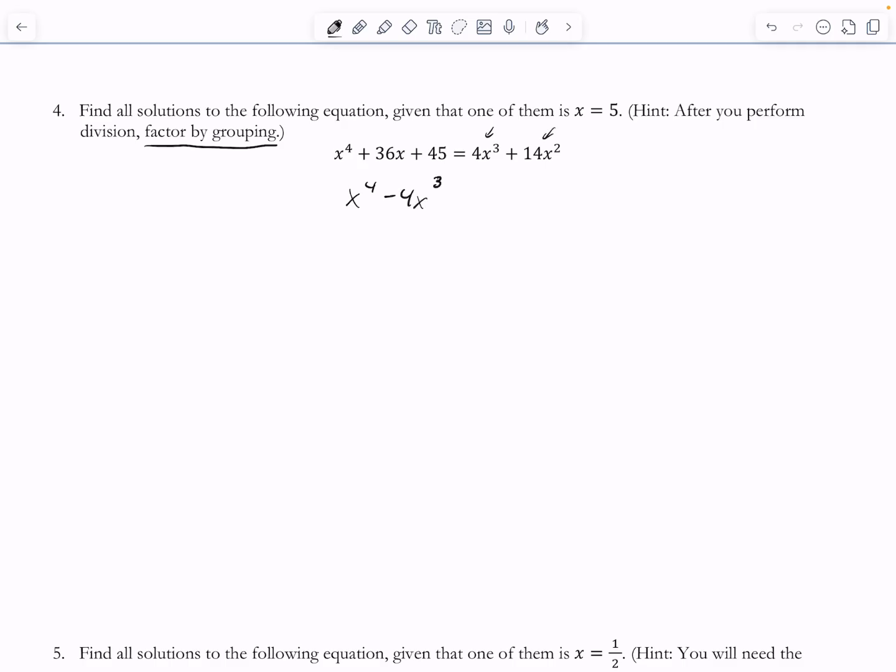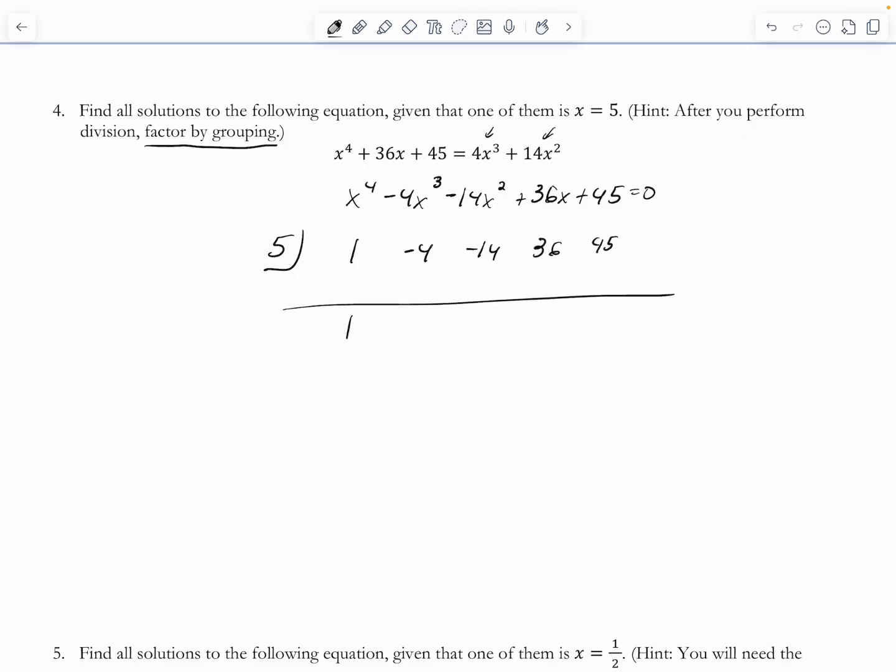Same with the 14x squared. Leave the 36x alone and leave the 45 alone. So I'm going to put 5 in the corner. I want the coefficients. So I want 1, -4, -14, 36, and 45.